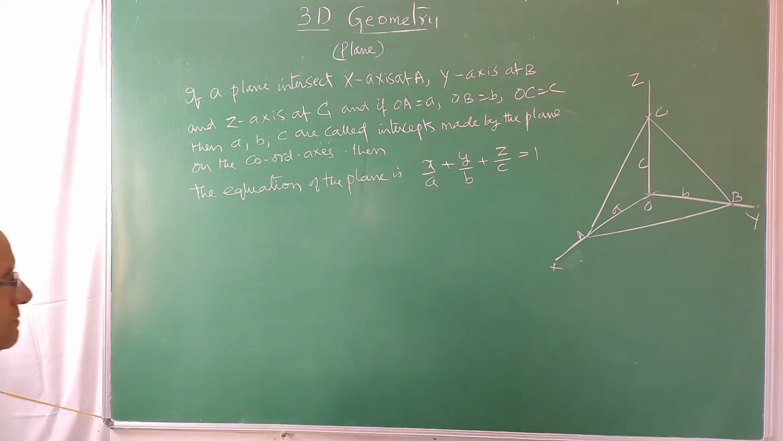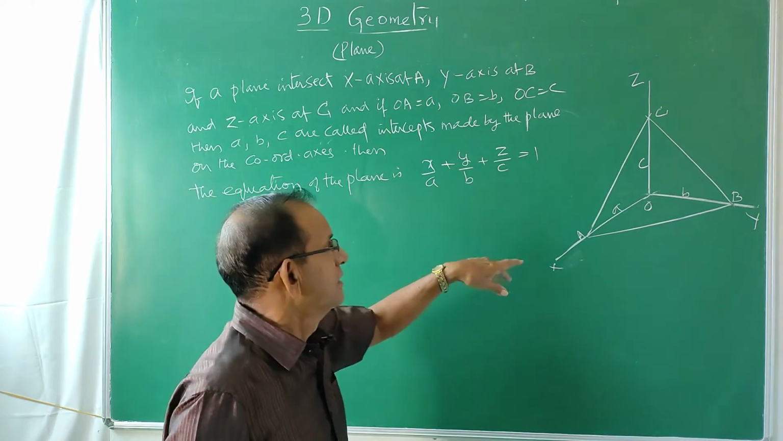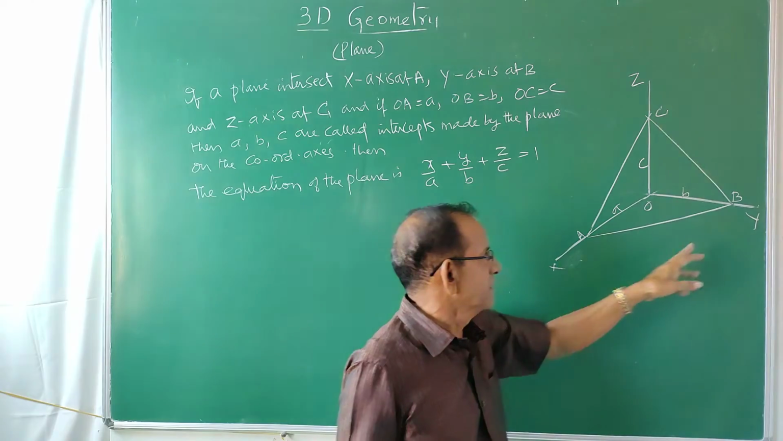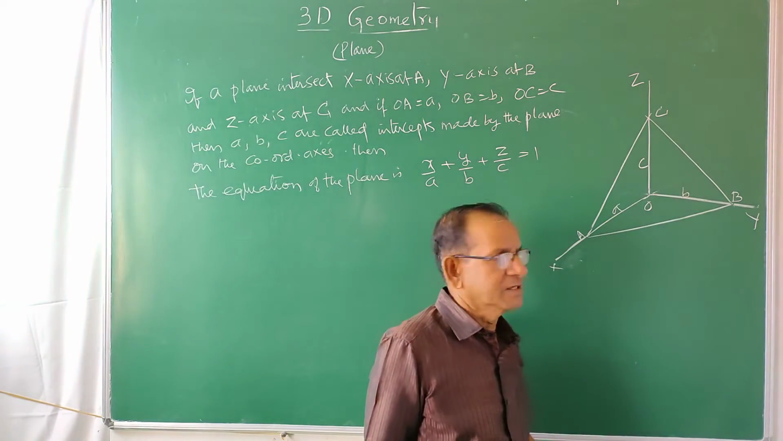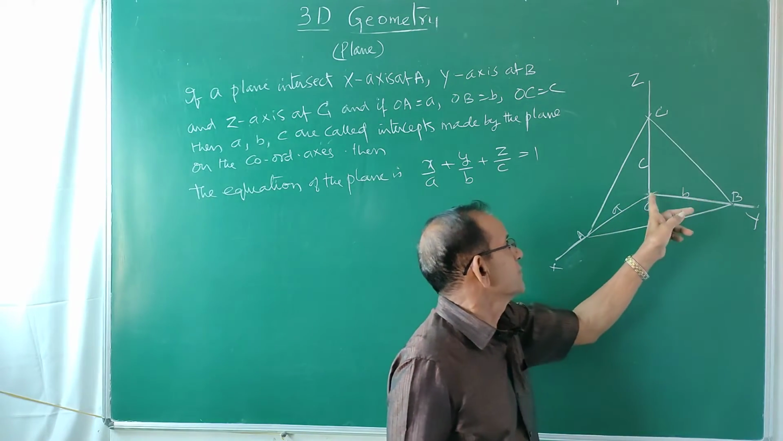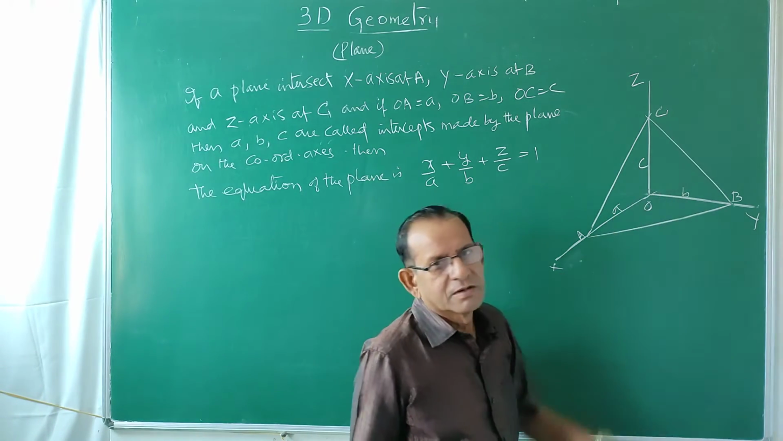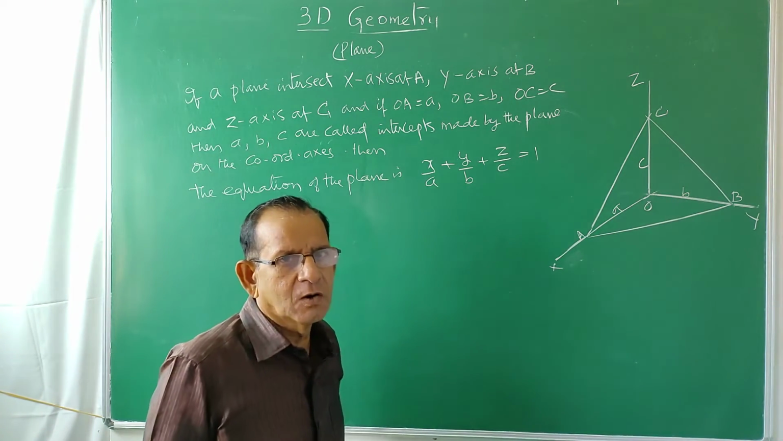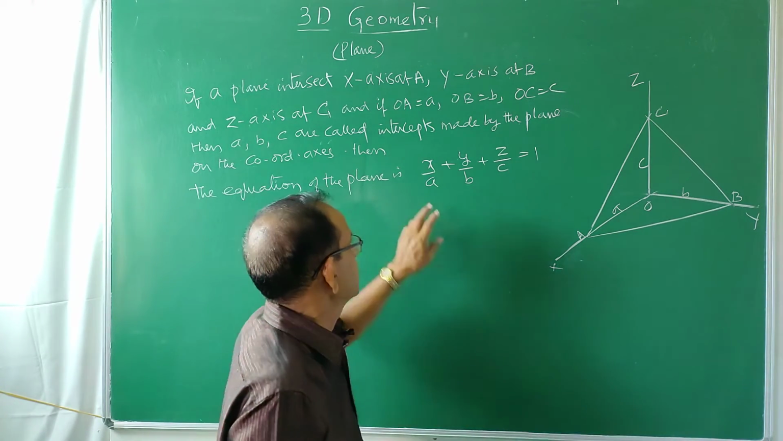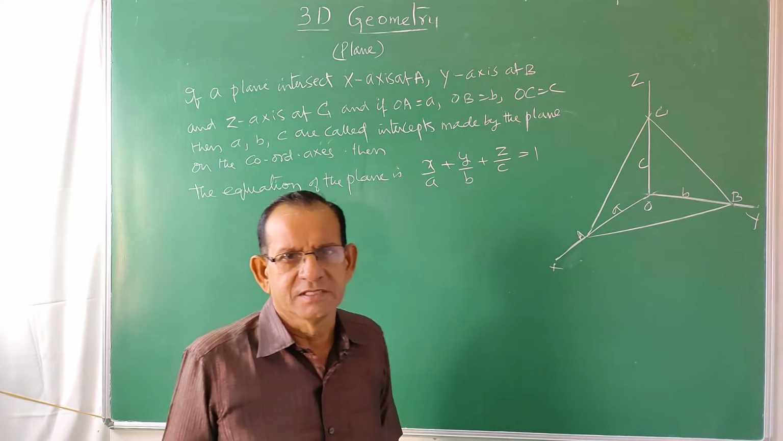Now here, let us discuss the intercept form of a plane. This is the plane and it is intersecting the x-axis at A, y-axis at B and z-axis at C. And if OA is equal to a, OB is equal to b and OC is equal to c, small a, small b, small c are called the intercepts made by the plane on the coordinate axes. Then the equation of the plane is x by a plus y by b plus z by c is equal to 1.